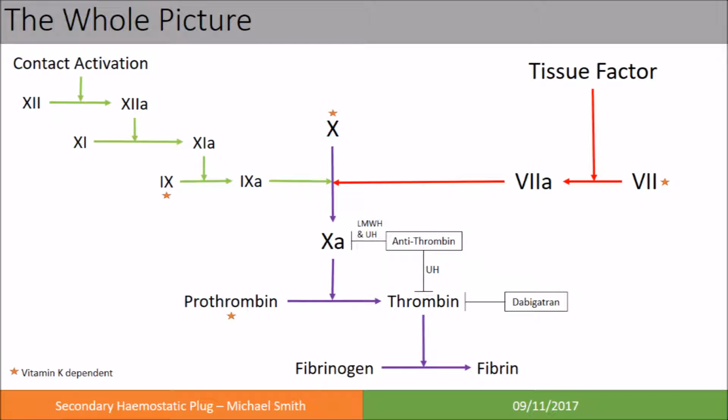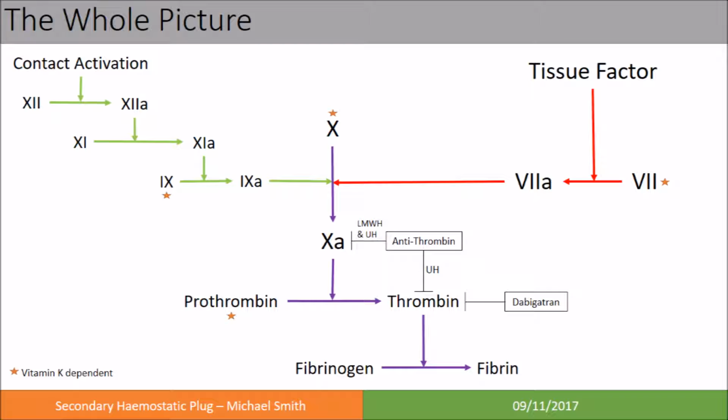So we can now put that all together into one easy to remember slide. So we have the intrinsic pathway, where we have the activation from contact internally, leading to the activation of 12, 11, 9, and then 10. And we have the extrinsic pathway, which involves the exposure of tissue factor, which activates 7, which activates 10. We then move on to the common pathway, where our activated factor 10 converts prothrombin to thrombin, and our thrombin then converts fibrinogen to fibrin.